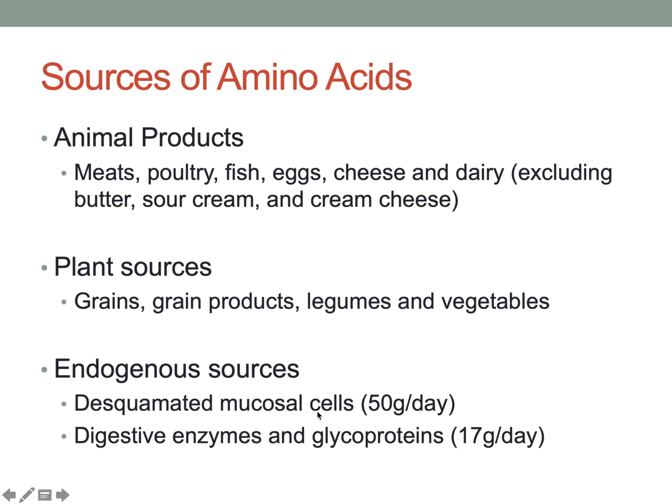Now, another source of amino acids are those that we produce endogenously. So our desquamated mucosal cells represent about 50 grams a day. Also, we produce all these digestive enzymes in order to digest our food, and glycoproteins, and all of this is a protein source. And so used up digestive enzymes and glycoproteins represent about 17 grams per day.